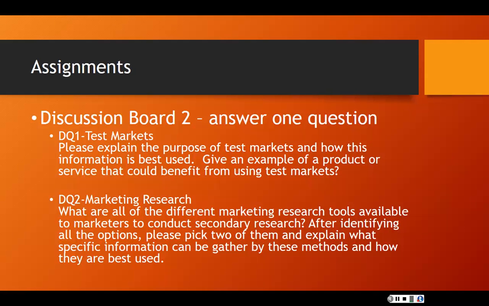So if you answered question 1 about test markets, by day 6, actually go in and post at least 2 replies to people who answered question 2 about marketing research, because this way it gives you exposure to both questions.